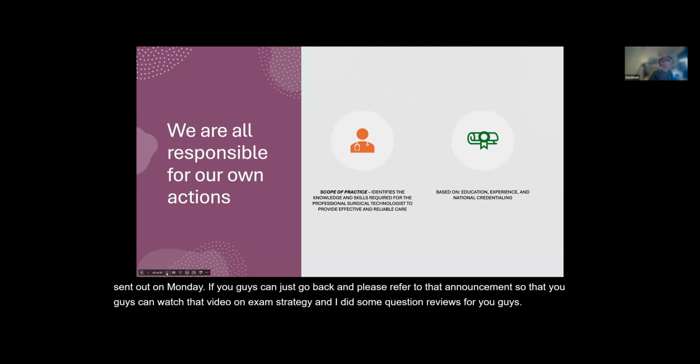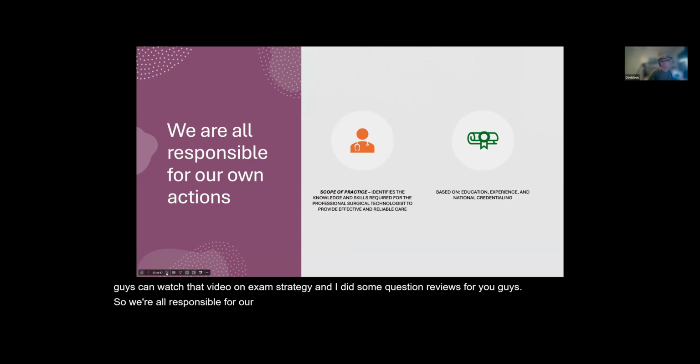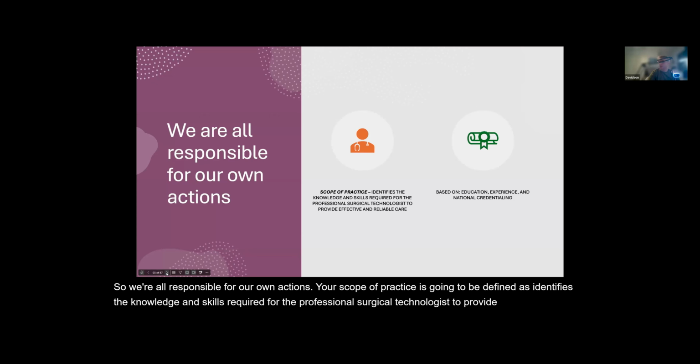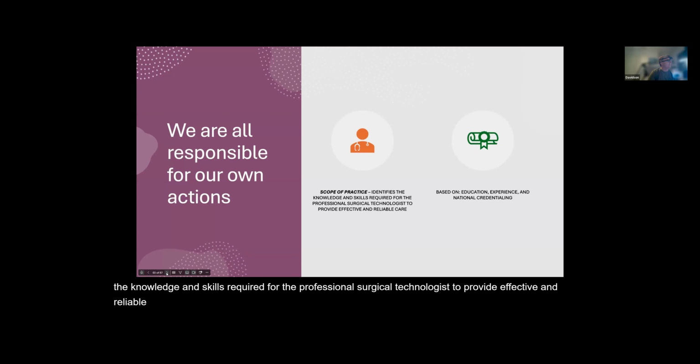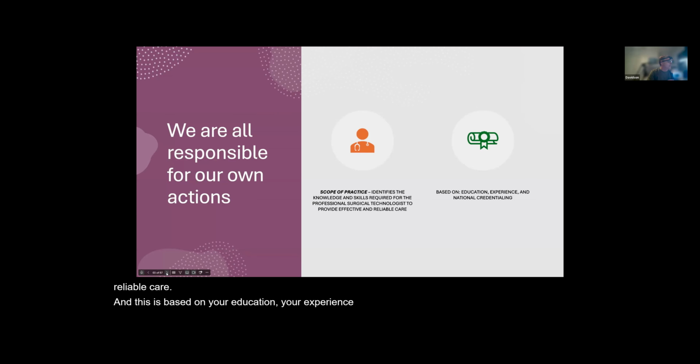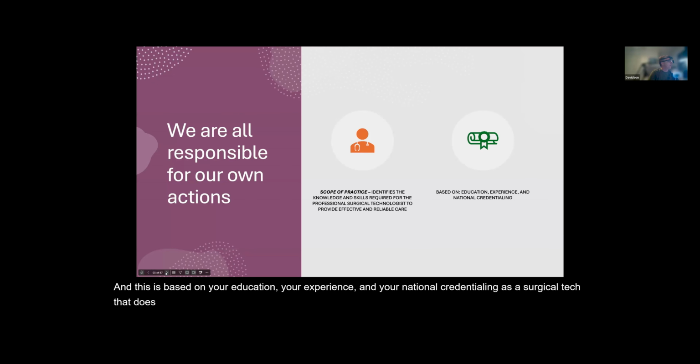So we're all responsible for our own actions. Your scope of practice is defined as identifying the knowledge and skills required for the professional surgical technologist to provide effective and reliable care. And this is based on your education, your experience, and your national credentialing as a surgical tech. That does include being a certified CST.